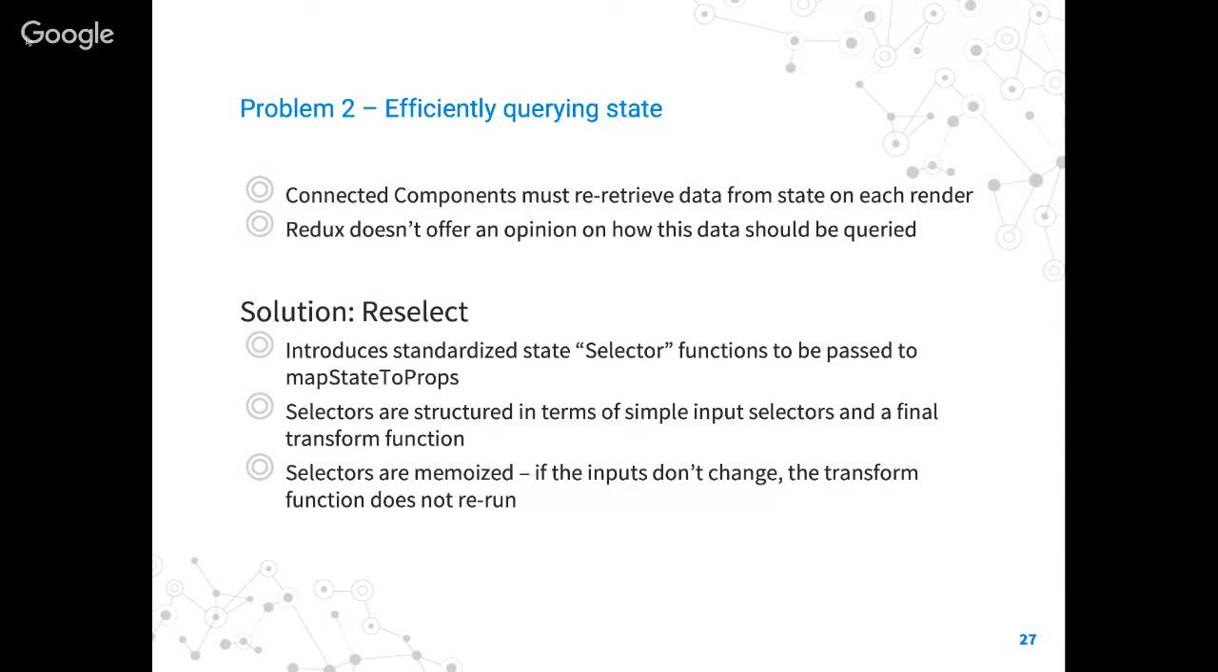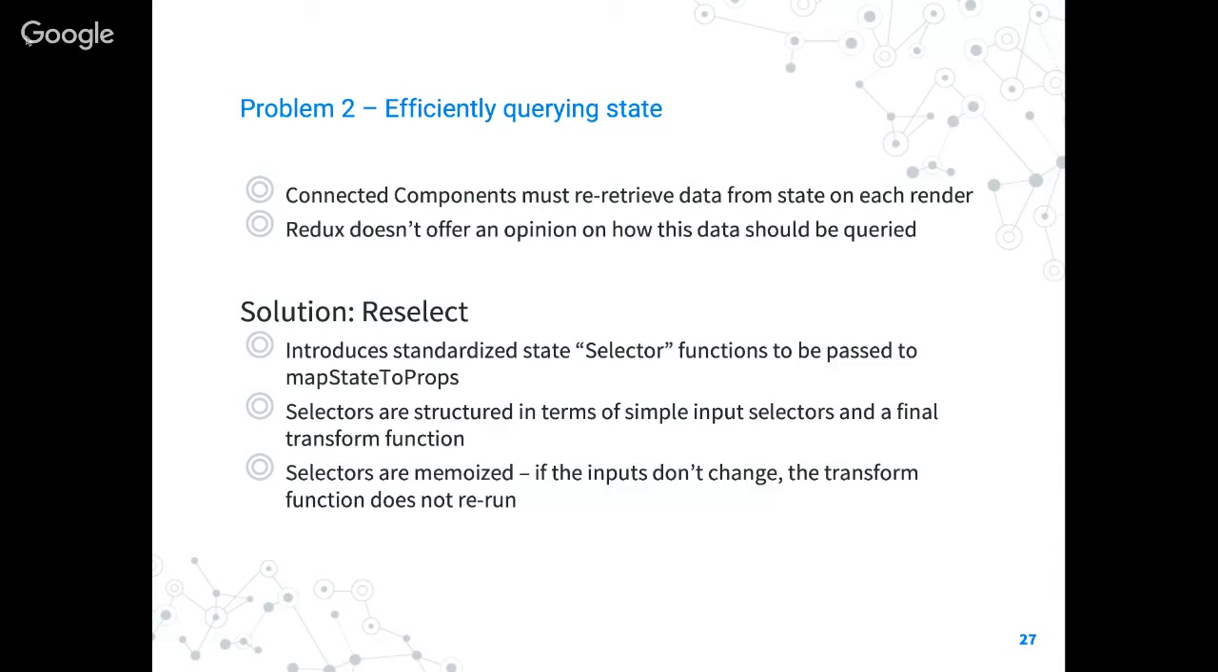And if you look at Redux in isolation, Redux is very high-minded and theoretical and doesn't get its hands dirty in terms of how you should actually query data from state. And so the solution that I've found is a library called Reselect. Has anybody in the room used Reselect? Nice, okay, good. I also love Reselect.